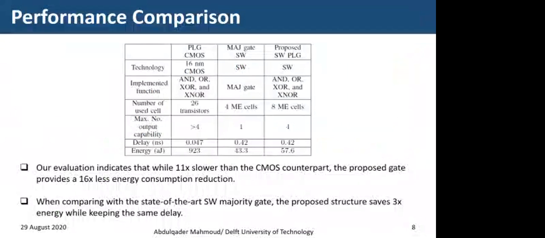Moving to the performance comparison, as you can see, our evaluation indicates that while 11 times slower than the CMOS counterpart, the proposed gate provides a 16 times energy consumption reduction. When comparing with the state-of-the-art spin-wave majority gate, the proposed structure saves 3 times the energy while keeping the same delay.